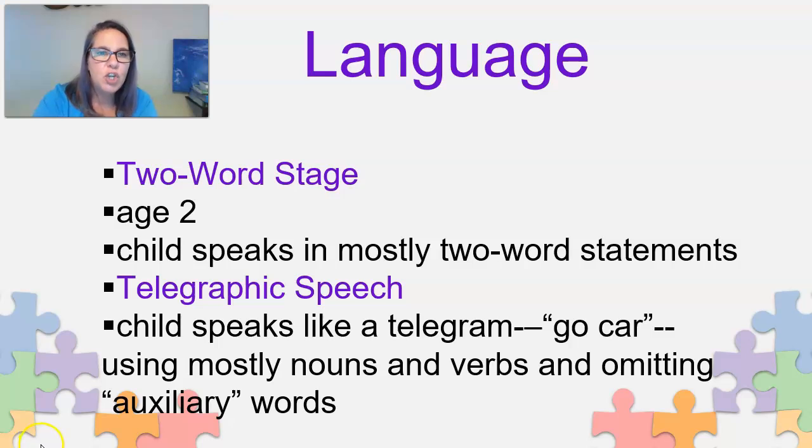Then around the age of 2, they go into the two-word stage. These are sometimes called telegraphic speech. So it's kind of like a telegram. Again, old word. You guys have probably never actually seen a telegram before, but it's like a noun and a verb. So go car, or me hungry, or me tired. So two-word statements. Mommy up. Those are the kinds of things they would use in this two-word stage, or in telegraphic speech.